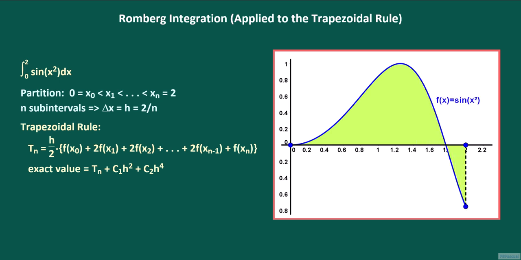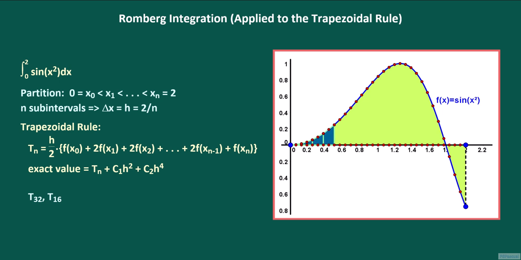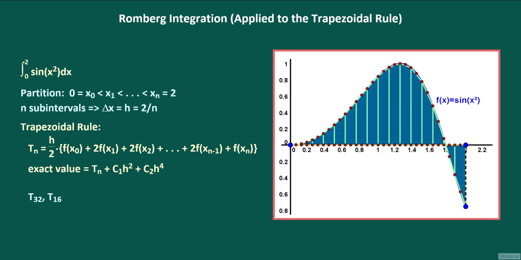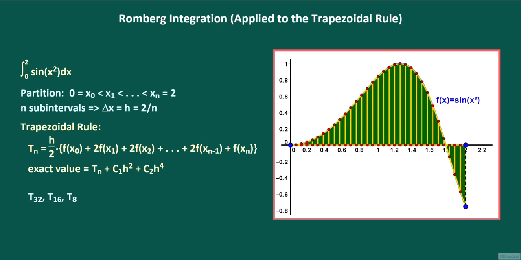We will first obtain the trapezoidal rule estimate, t sub 32 with 32 subintervals, followed by t sub 16 with 16 subintervals, and then t sub 8 with 8 subintervals. This way, after finding t sub 32, we can just reuse some of the y values from t sub 32 instead of recomputing them to find t sub 16. We will also reuse some of the y values from t sub 32 to find t sub 8.